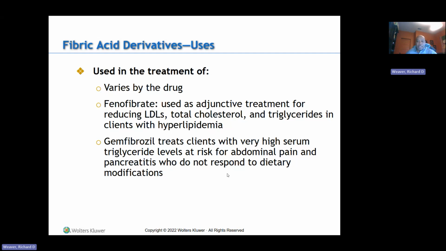Now, the fenofibrate is used as an adjunctive treatment for reducing LDLs, total cholesterol, and triglycerides in patients with hyperlipidemia. In other words, it's used along with diet modifications, exercise, and lifestyle changes. So it's an adjunctive treatment modality for this. In other words, the drug itself cannot do it by itself. So we need, again, those TLCs that we talked about.